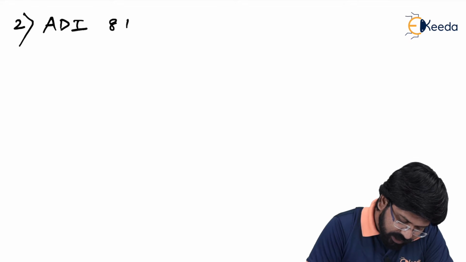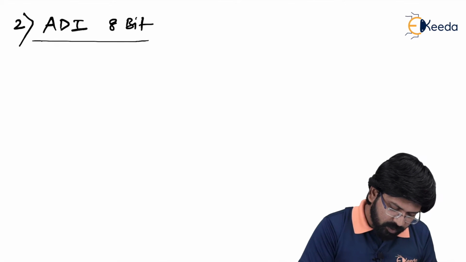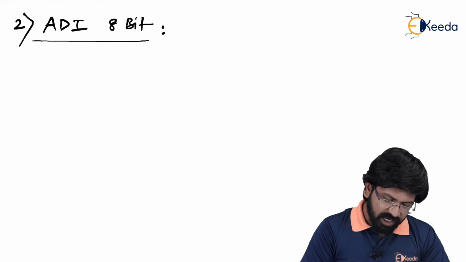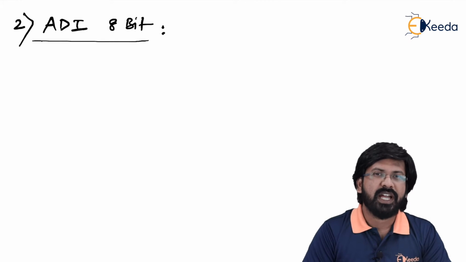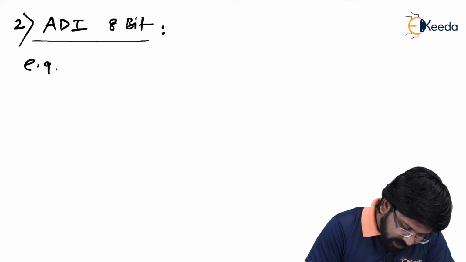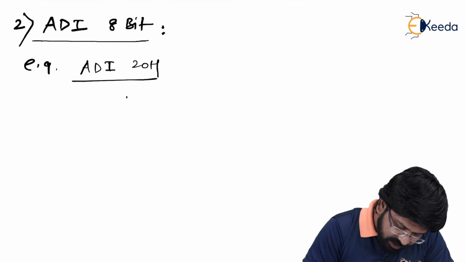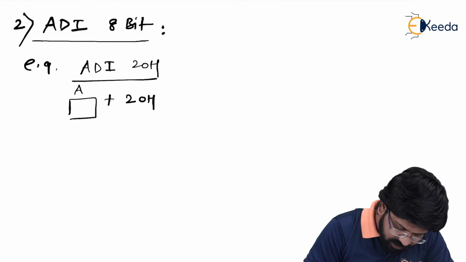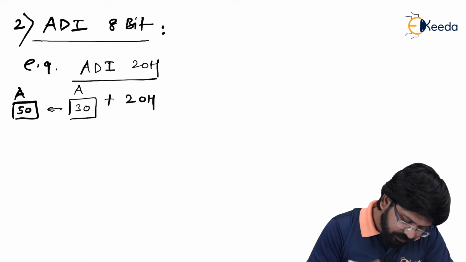ADI 8-bit. I'm sure you must have recognized what I stands for here. I stands for immediate. So AD stands for add, I stands for immediate. The given 8-bit data is added with the accumulator by default, and the answer will go to the accumulator only. For example, I can write ADI 20 hex. What happens is it immediately adds 20 hex with the content of the accumulator. Let's say the content of the accumulator is 30 hex, then the answer goes into the accumulator, which is 50.